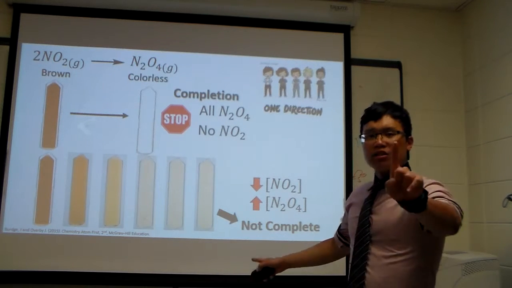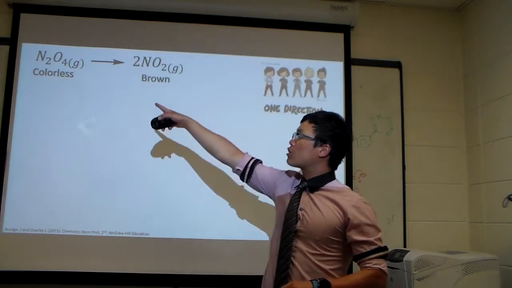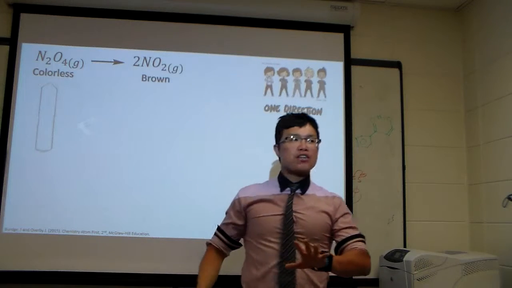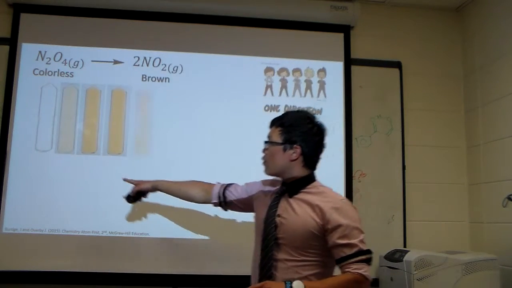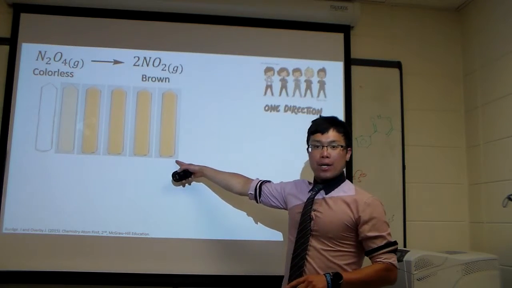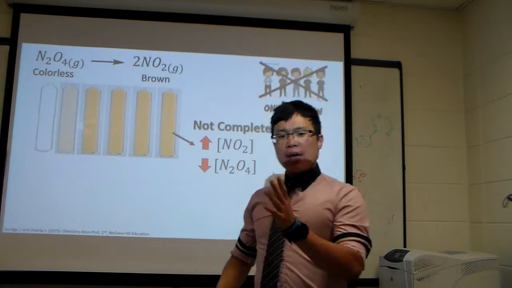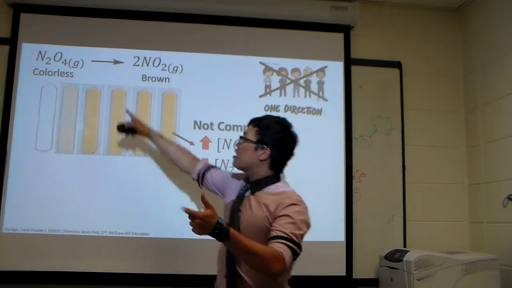Surprisingly, let's say we start backward. Dinitrogen tetraoxide, colorless. Start with this guy. Leave it at room temperature for a period of time. What happened? Take a look. The color gets back up. Looks like chemical reactions, first of all, don't go to completion, and they can go backward.